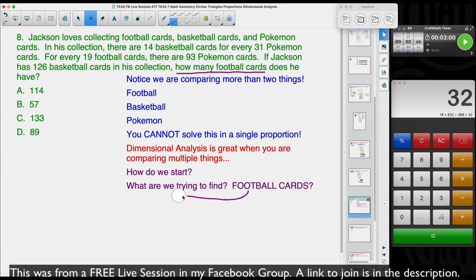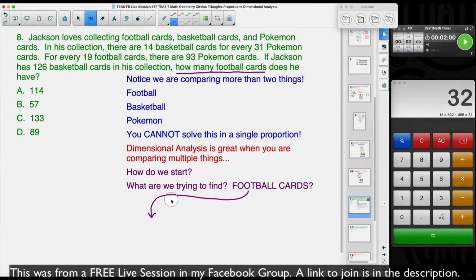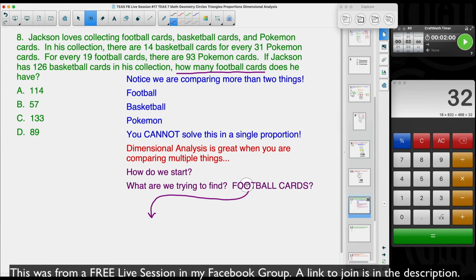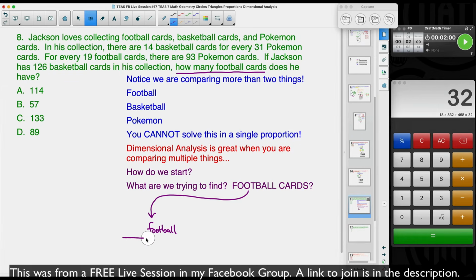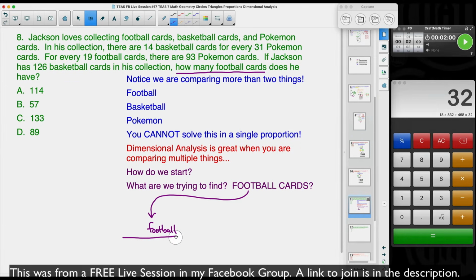So I'm going to create a fraction, and I am literally going to write the words in these fractions. Since I'm trying to find football cards, I'm going to put football cards at the top of this first fraction. Why? Again, I'm going to say it over and over and over. That's what we're trying to find. This is how you can start it off.